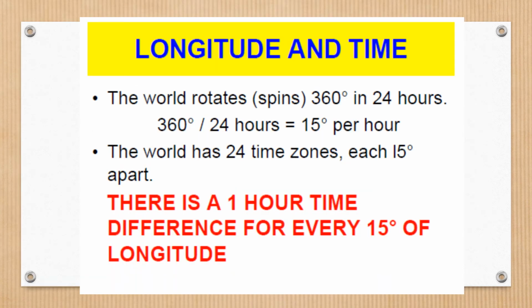Now the world rotates or spins at 360 degrees in 24 hours. So it is 360 degrees divided by 24 hours, which is 15 degrees per hour. And the world, as I told you earlier, has 24 time zones, each 15 degrees apart. So there is a 1 hour time difference for every 15 degrees of longitude.